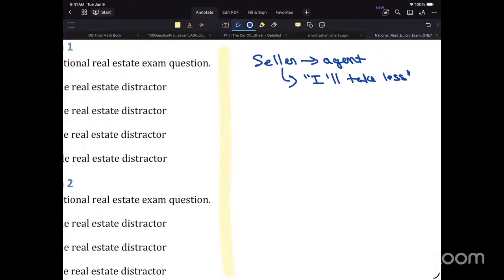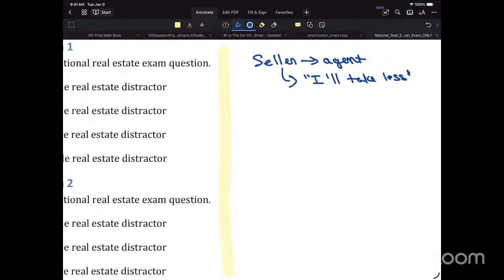Which action is a violation of federal fair housing laws? This one's a little tricky also. I'm gonna read it slow. A, advertising no pets allowed. B, refusing to rent to someone with poor credit. C, charging a higher deposit to families with children, or D, requiring renters to pass a background check.